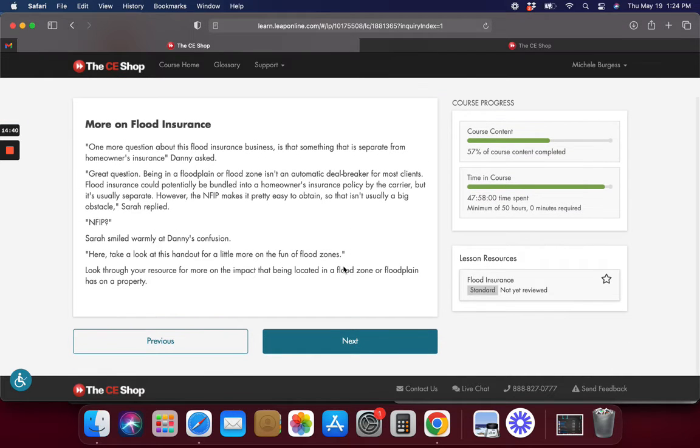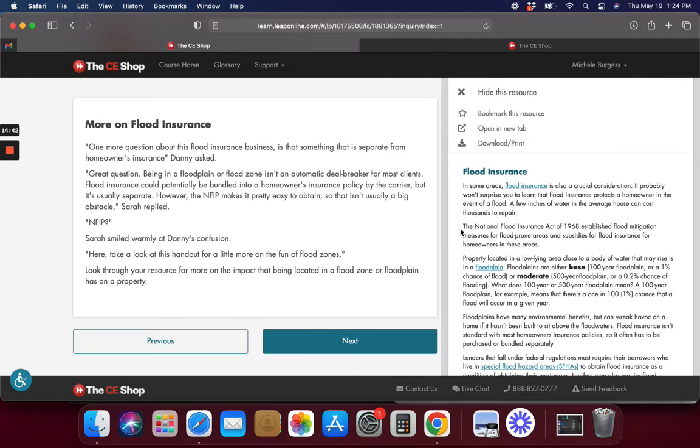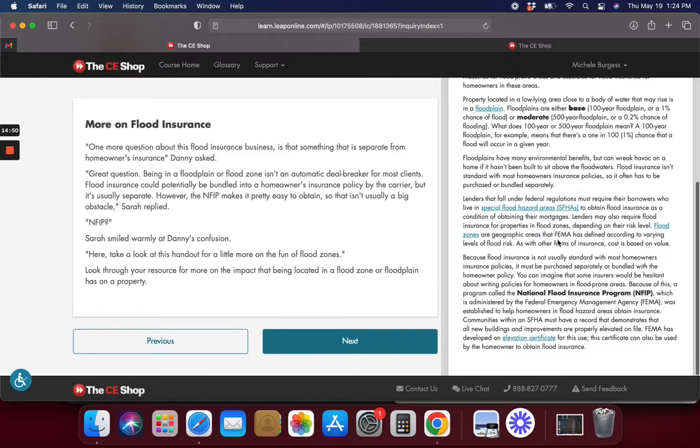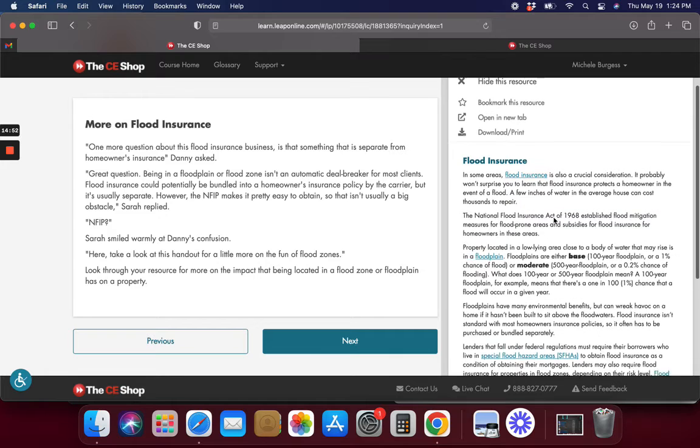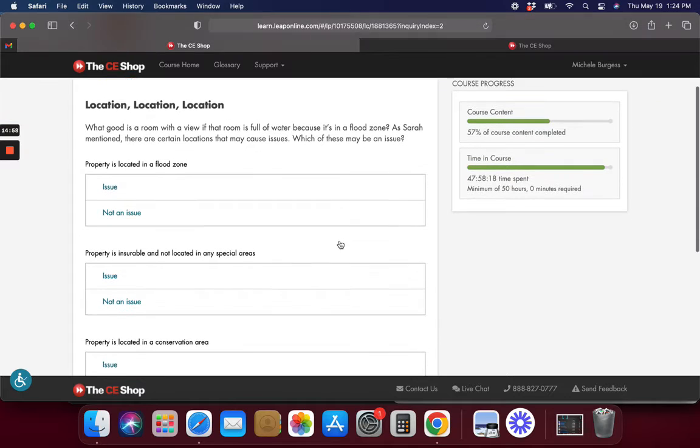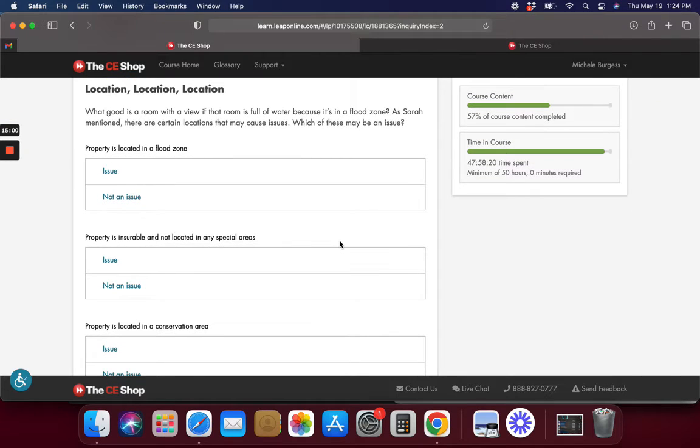Let's look at a handout for more on flood insurance. Some places are considered flood zones. Buyers will need flood insurance if they're in a special flood zone. I mean, you'll know this because of the mortgage company, and you'll be required to get it. Property is located in a flood zone. What good is a room with a view if the room is full of water?